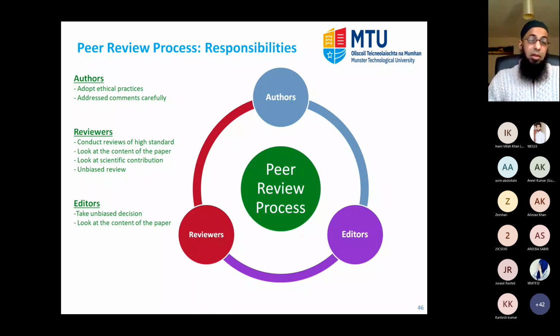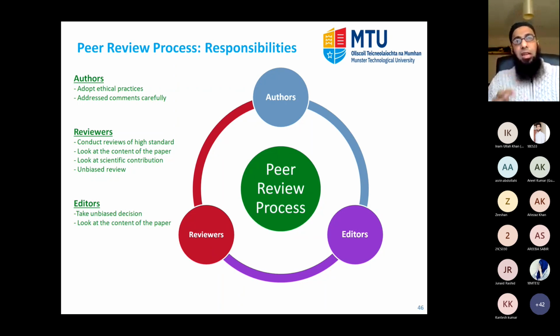Similarly, there are some responsibilities of reviewers. Reviewing is totally a volunteer activity. Being a professional researcher or scientist, we should not only conduct research, but we should also serve the scientific community. This is how science further flourishes. So we should conduct reviews of high standard in our technical domain and provide technical feedback to the authors. We should not be harsh or biased.